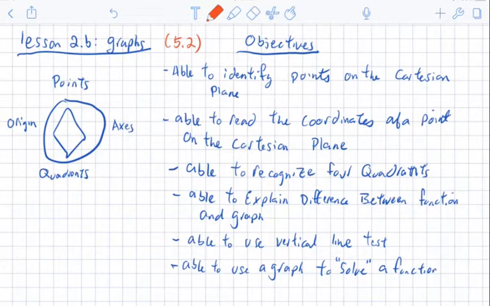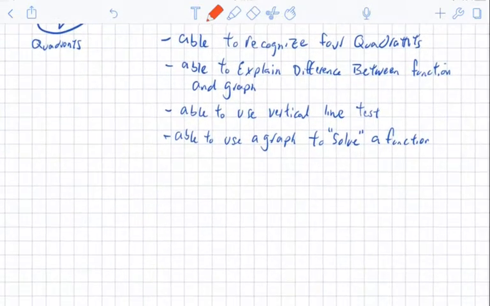You should be able to use the vertical line test, and you should be able to use the graph of a function to solve the function. Remember when we said solve a function, that's when we say at what point x is the function equal to 4, that kind of thing. So we're going to use graphs to do those. Graphs are actually the easiest way to display information where it's easy to solve. And so for that reason, they get used quite a bit. They're wonderful, but you got to get through the basics.